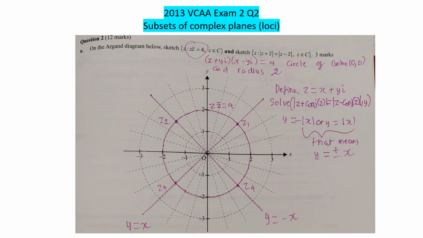Another example on subsets. You are asked to sketch z times z bar equal to 4. We discussed this before. You end up with a circle with center (0, 0) and radius 2. So this one is z times z bar equal to 4.